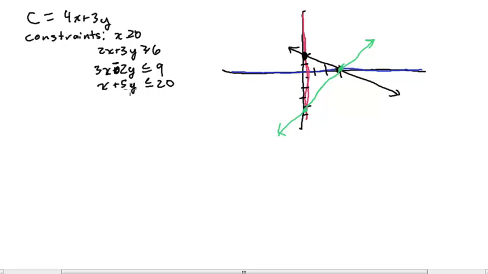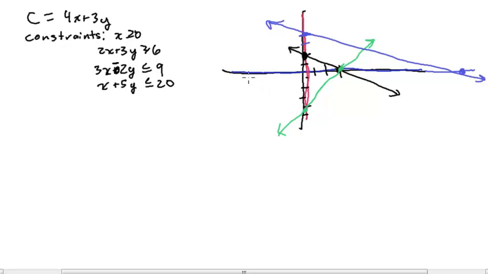Okay, this last one, to find the x-intercept, say y equals 0, then x equals 20, so that's way out here. To find the y-intercept, let x equal 0, and that gets you y equals 4, so that's here. So here's this line.